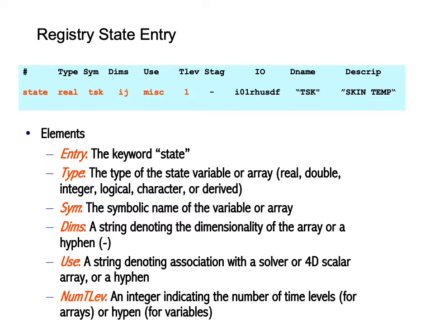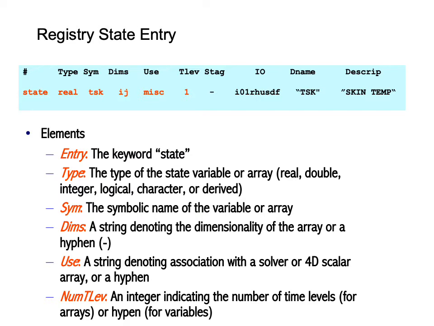Let's look at the state keyword. Inside the registry, highlighted in blue here, would be a line where we talk about the skin temperature. The first word is state. It's lowercase, it's case sensitive. And then we have a number of elements that follow that keyword. What type of the variable is it? Is it real, or is it logical, or is it a character string? The name of this variable inside of the WRF model would be grid percent TSK. So the skin temperature is referred to as TSK. How many dimensions and what are the order of those dimensions? In this case, it's an IJ variable, two-dimensional.